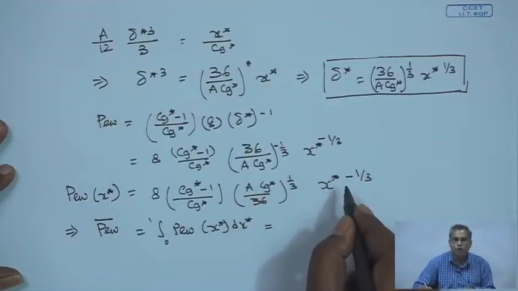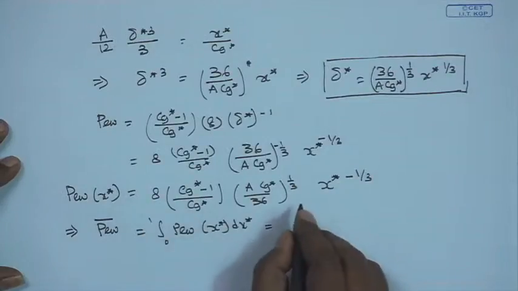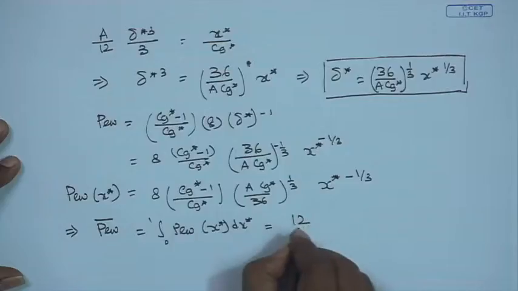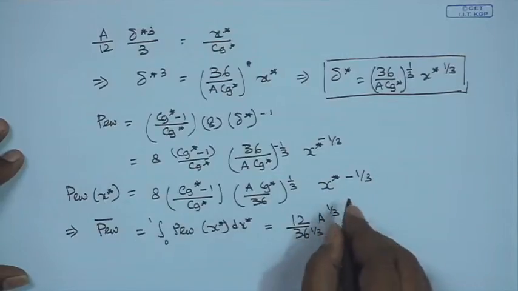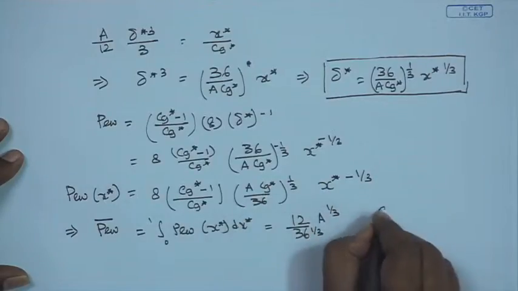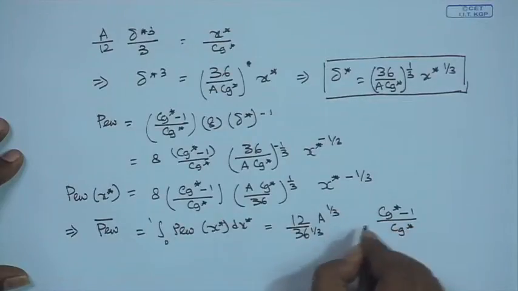1.5. So, 1.5 should be multiplied by 8 and it will be returning a value of 12. So, 12 by 36 to the power 1 upon 3 a to the power 1 upon 3 and C g star to the power 1 upon 3. So, this will be C g star minus 1 divided by C g star to the power 2 by 3, 1 minus 1 upon 3 is 2 by 3.